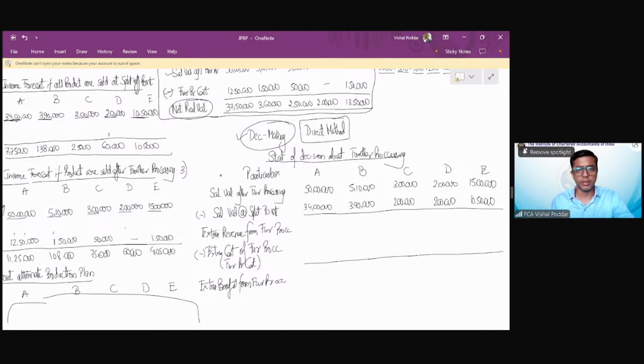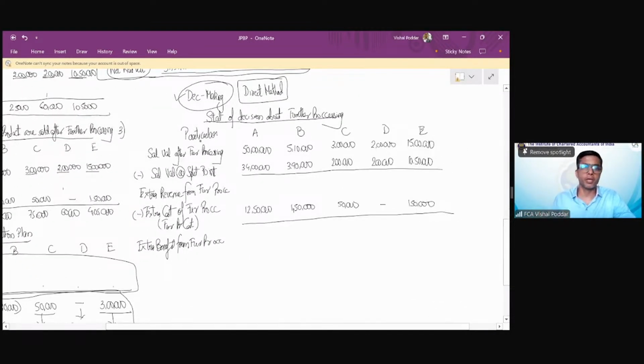Then further processing cost, 1250, 150, 50, 150. Now see the magic. Rohan, you're asking me, sir, how come you are getting difference in all the 4 methods? Same. See this, you will be even more astonished.